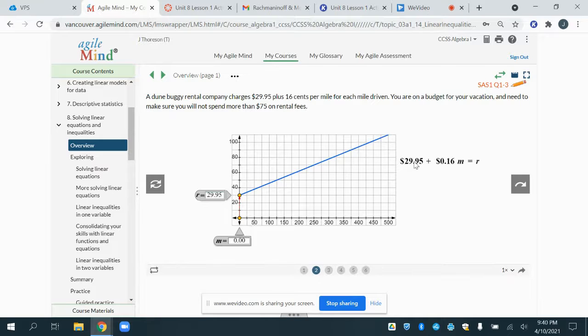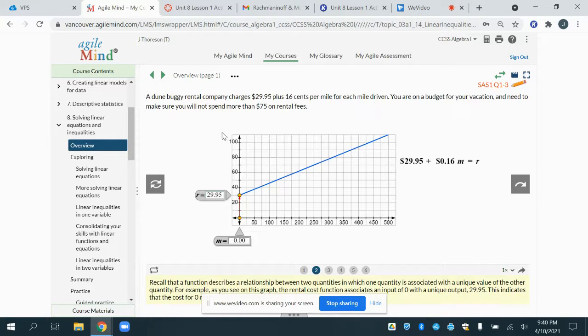The whole point of setting this up, as we talked about before, is that since it's just one situation, probably the fastest thing to do would be to subtract 29.95 from 75 and then divide by 0.16, and it would tell you the answer. However, we're setting this up because what if you want to figure out different amounts? The function tells me any possible thing. What if I drive 50 miles? What if I drive 75, 100 miles, 200 miles? I can figure out any of those, and they're right here on the graph.